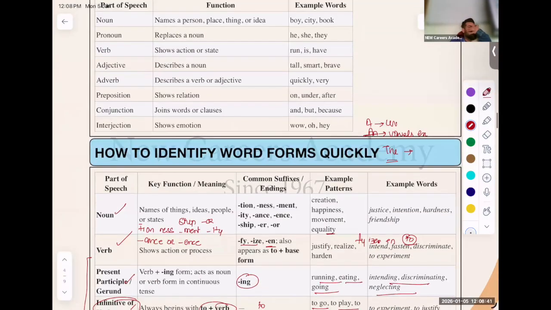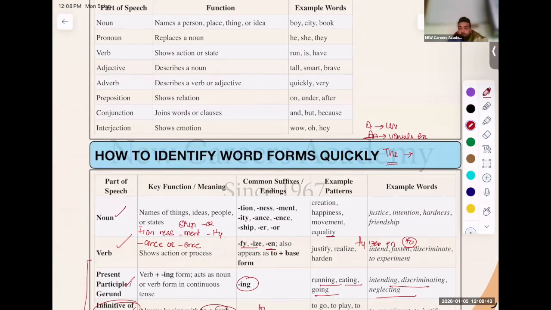Okay, what are nouns? The suffixes are -ing, -ness, -ment, -ity, -ship, -or, -ance, and -ence. Any doubts with this or not?